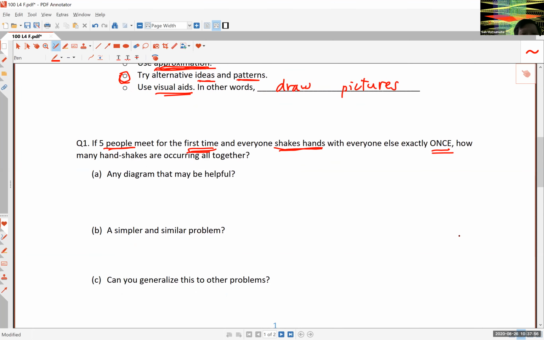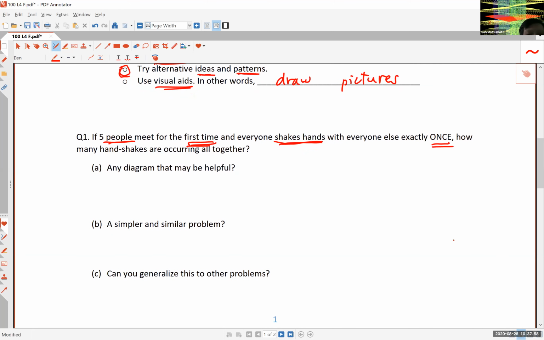Okay, so how many handshakes are occurring with 5 people? Is any diagram helpful? Maybe you can think of these 5 people. You can even give them names, like John and Matt and Susie, or you can just call them A, B, C, D, E, because that's much easier when you call them by something simple.